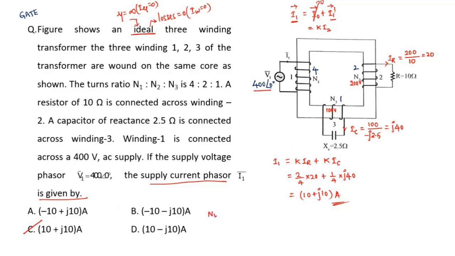That is N1 I1 is equal to N2 times I2 plus N3 times I3. This is what K actually is. K is nothing but N2 by N1 only. So if you bring this N1 onto this side, it will be divided by N1. The same formula here. Either you use this formula or you use that formula, you'll get the same answer in both ways. I hope it is clear for everyone.